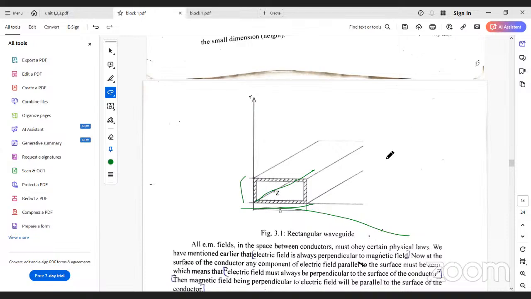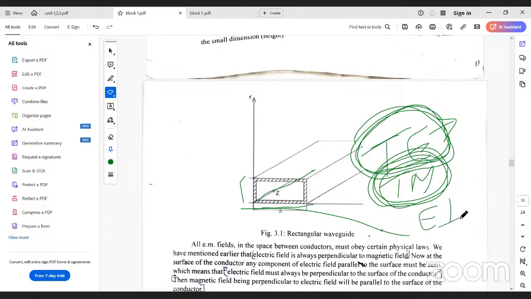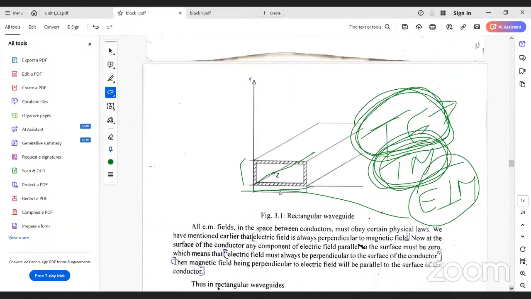In the previous topic, I said there are two modes of propagation, TE mode and TM mode. In TE mode, there is no electric field component along the direction of propagation. Do you remember the sentence? In TM mode, there is no magnetic field component. Those two lines. And one more thing, electric field and magnetic field are perpendicular to each other. These two sentences are given in this paragraph.